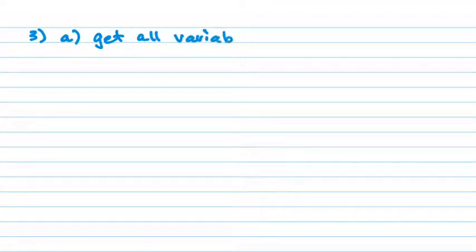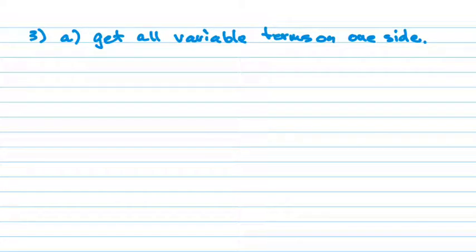Okay. After you eliminate the fractions, the next step, the third step, has two parts. Part A: get all variable terms on one side. Okay? Now let's talk about what I mean by that. All variable terms on one side.